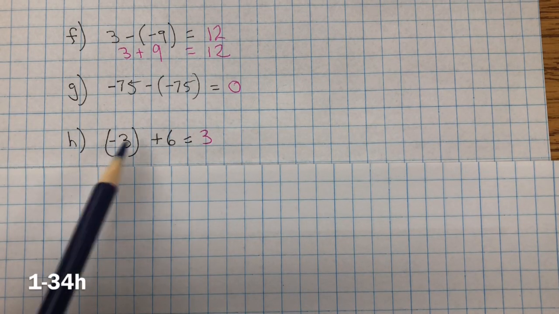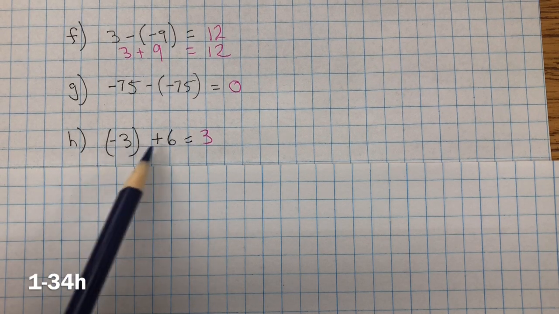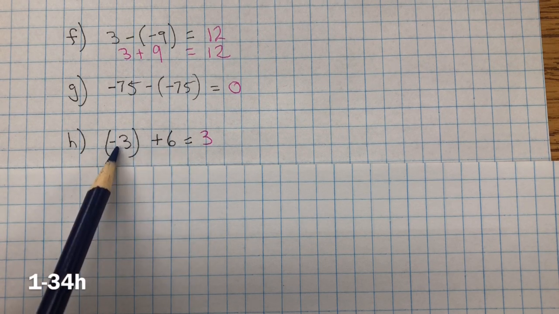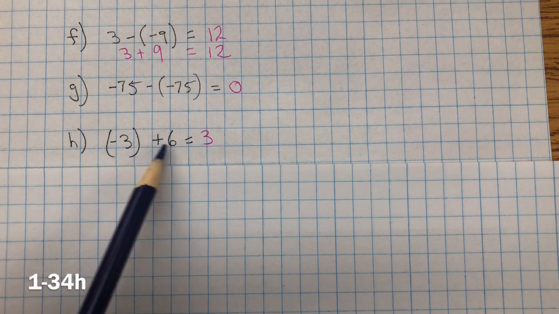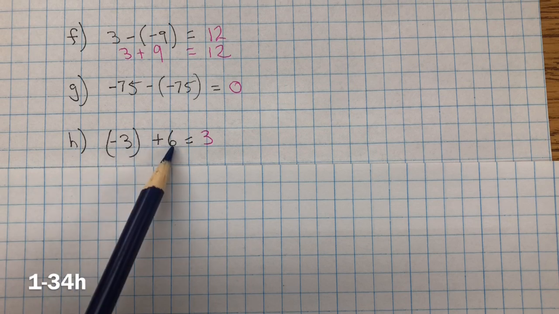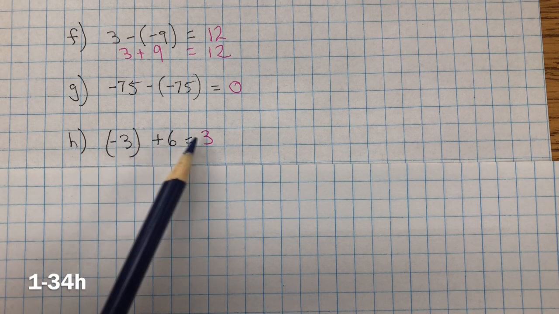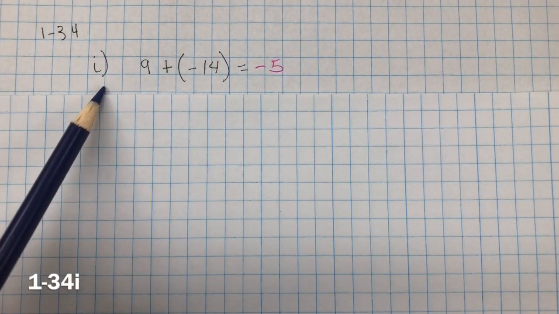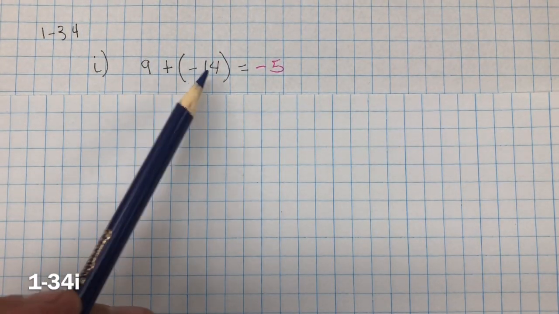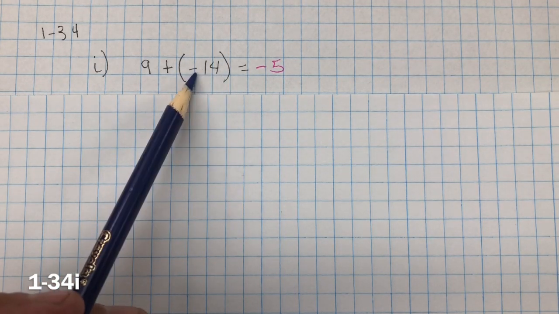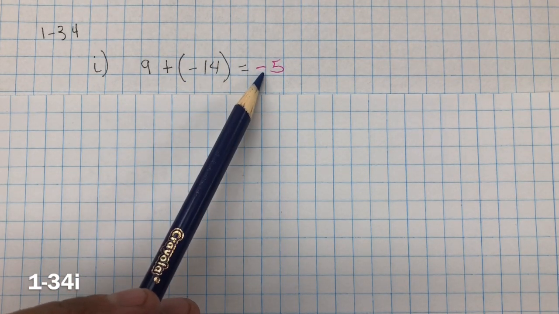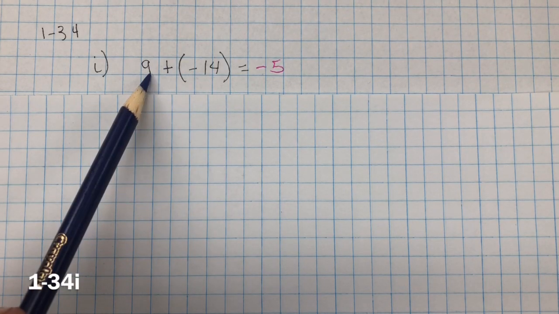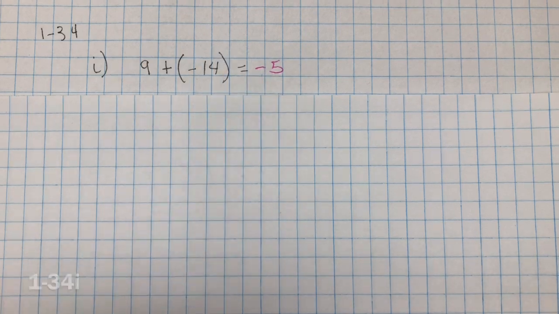H, negative 3 plus 6. Do you have more negatives or positives? Well, we have 6 positives and only 3 negatives. So we know it's going to be a positive. Signs are opposite, so we subtract. 6 minus 3 is a positive 3. For I, 9 plus a negative 14. More negatives, so we know the sum is going to be a negative number. Signs are opposite, we subtract. 14 minus 9 is 5, so it's a negative 5.